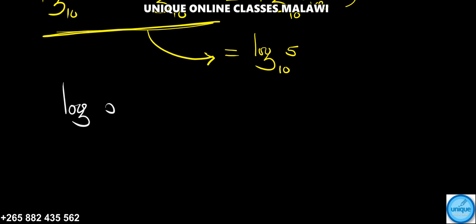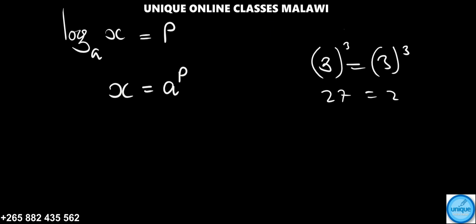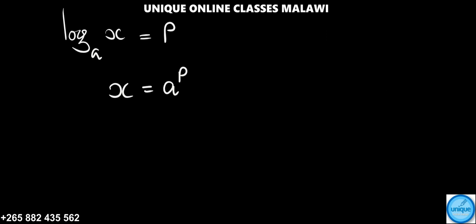Let log of x base a equal p. Changing this into exponential form, you get x equals a raised to the power p. Now I'm going to raise both sides to a power. Let's say 3 cubed is 27, raising to the power 3 on both sides gives 27 equals 27. So whatever we do to this side we do to that side. Raising to the power n, we get x to the power n equals a to the power p, all to the power n.